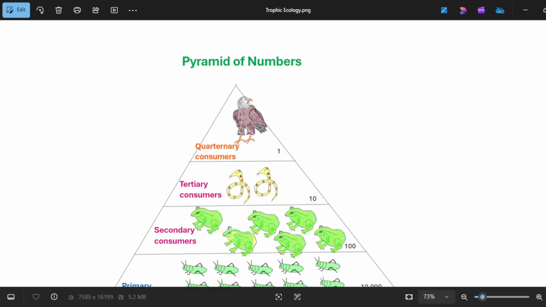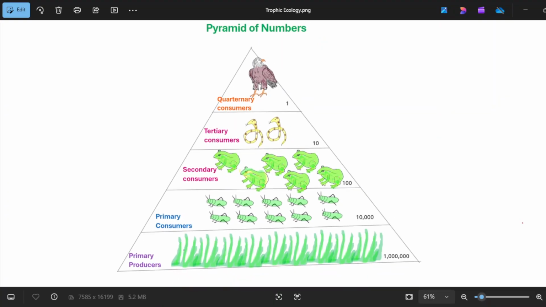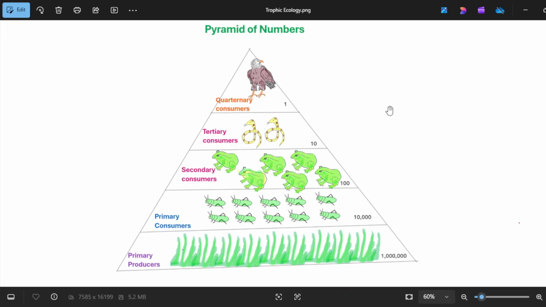Next is the pyramid of numbers. This is the next ecological pyramid, which shows the numbers. We have seen that the energy is reducing as we go up. In the pyramid of numbers, we see the primary producers, primary consumers, secondary consumers, tertiary consumers, or quaternary consumers. For example, here, if there is 1 million grass, only 10,000 grasshoppers will be present, 100 frogs, 10 snakes, and only one eagle.